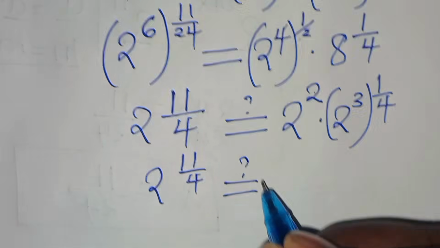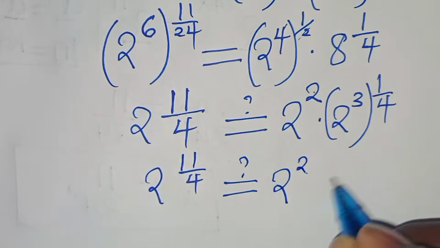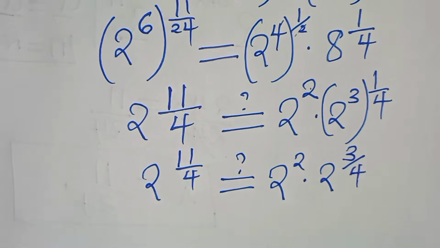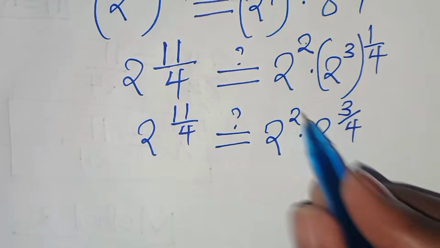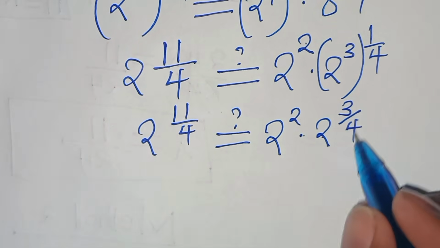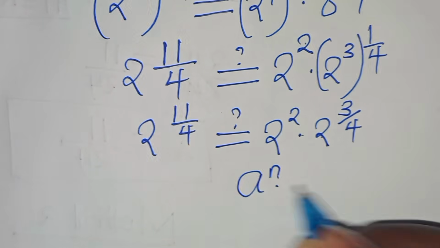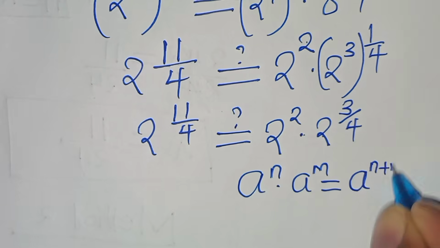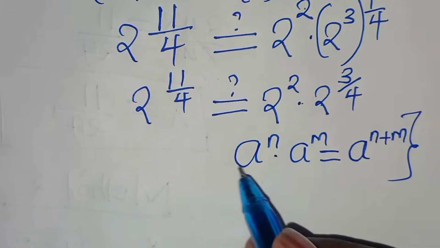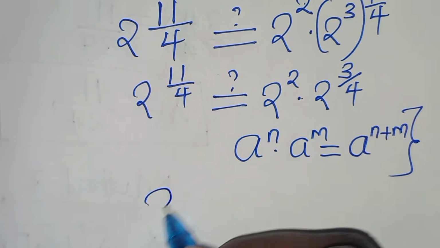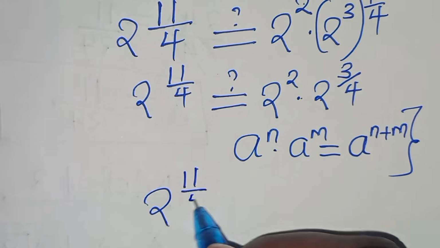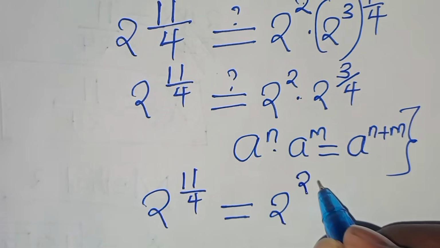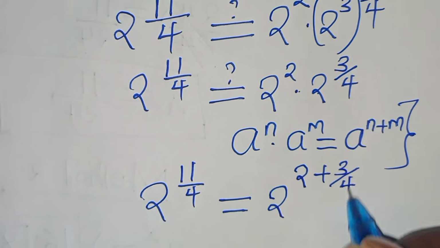This should be equal to 2 to the power of 2 times 2 to the power of 3 times 1 over 4. This is 3 over 4. Remember this 2 to the power of 2 times 2 to the power of 3 over 4. This is in the form of a to the power of n times a to the power of m, which can be expressed as a to the power of n plus m. Applying this exponent property, then we have 2 to the power of 11 over 4. This is equal to 2 to the power of 2 plus 3 over 4.